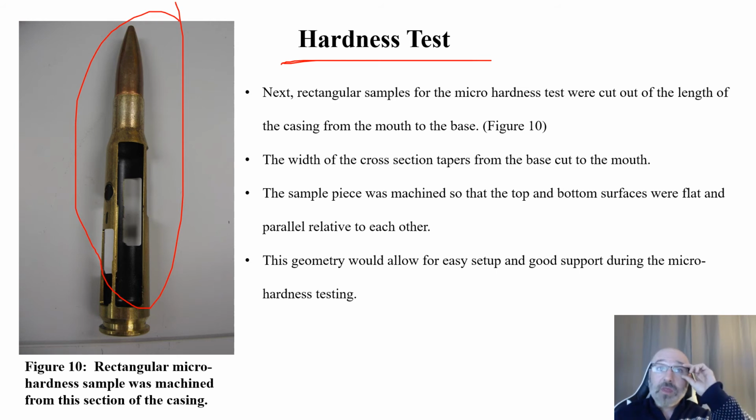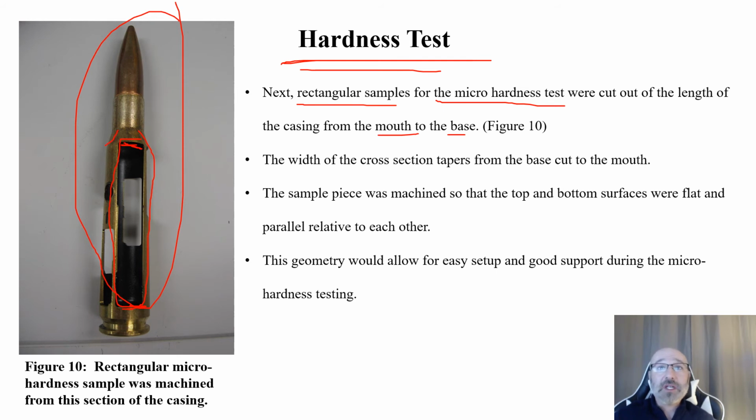So with these tensile testing specimens, we cut out the dog bones. With the hardness testing, we need to cut out a couple different samples. What we needed to cut out were these rectangular samples, and we're going to use a micro hardness tester. These were cut to the length of the casing from the mouth to the base as much as we physically could. You can see this is the shape that we cut out right here, right along the case, as close down to the base as we could get before it became solid, right up to as far as we could before it angled in up here.